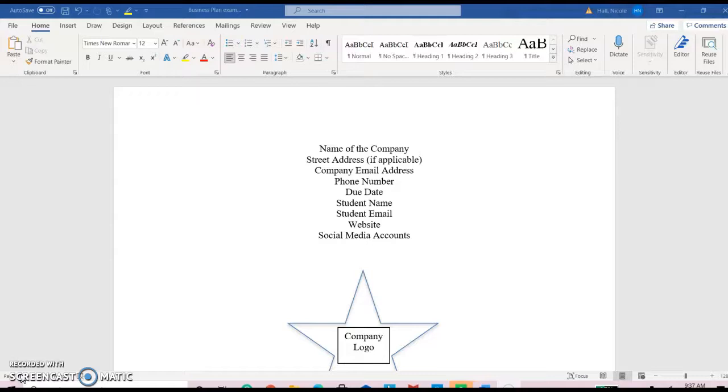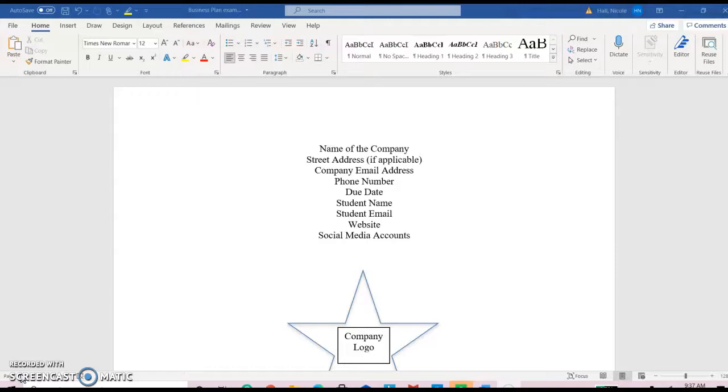So your business plan should be anywhere from 25 to 35 pages. All right. So that is what is suggested. If you're not hitting that 25-page threshold, just email me and we can discuss it. But you should try to hit that minimum of 25 pages.